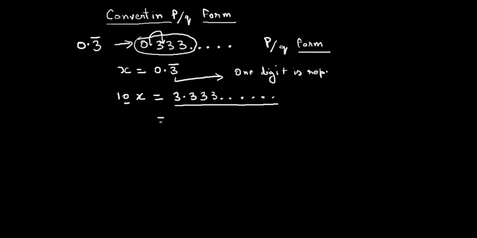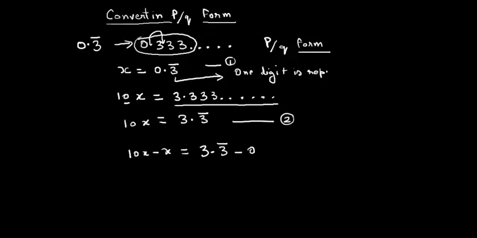This can also be written as 3.3 bar. Okay, 10x is equal to 3.3 bar. Now this is equation number 2 and the first one was equation number 1. What we do, we subtract x from 10x. 10x minus x, and similarly the subtraction will happen on the other side of equation, which is 3.3 bar minus 0.3 bar. Okay, what we'll get here? 9x, and other side will get 3, and that will give us value of x, which is nothing but 3 divided by 9, and we simplify this, we will get 1 by 3.